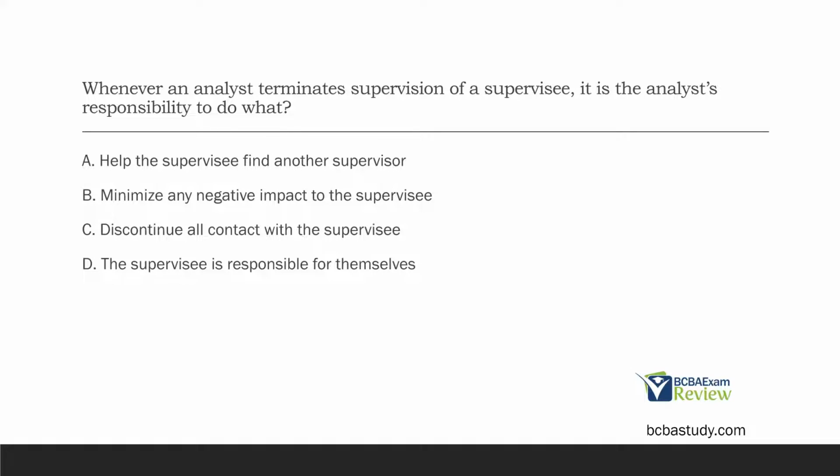A, help the supervisee find another supervisor. That is not your responsibility, okay? The supervisee is responsible for finding their own supervisor. Now, you want to do your best, right, to not abandon them, but it is not on you to help them find another supervisor. A is wrong. B, minimize any negative impact to the supervisee.